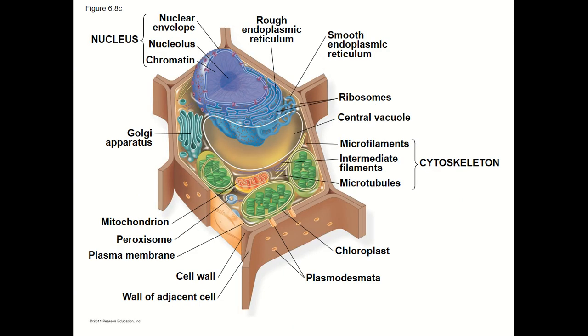And then this is what the plant cell looks like. The difference between plant cells and animal cells is that plant cells have chloroplasts, while animal cells do not have chloroplasts.